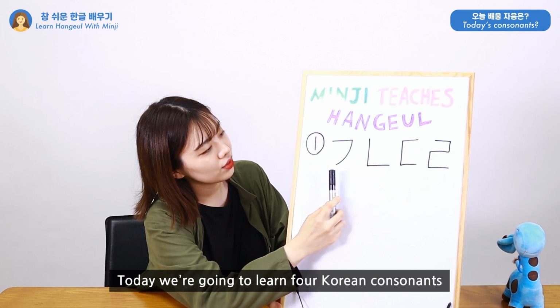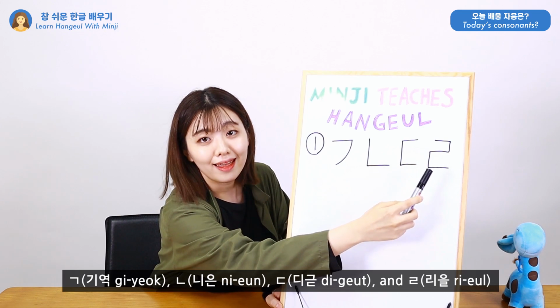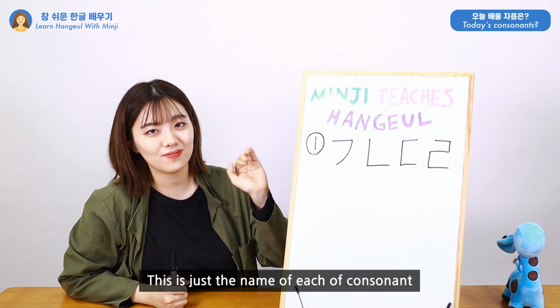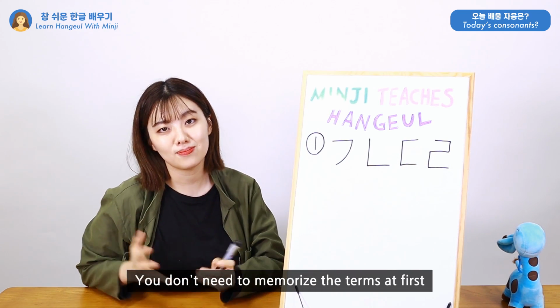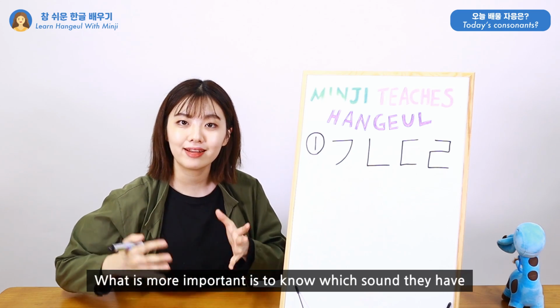Today we are going to learn 4 Korean consonants: gi-yeok, ni-eun, di-geut, and ri-eul. This is the name of each consonant. You don't need to memorize the term first. What is more important is which sound they have, right? Let's take a look.